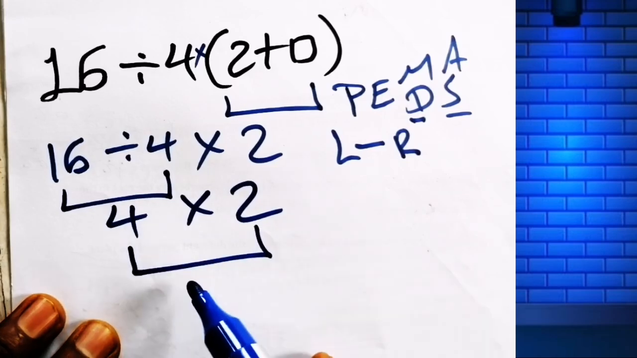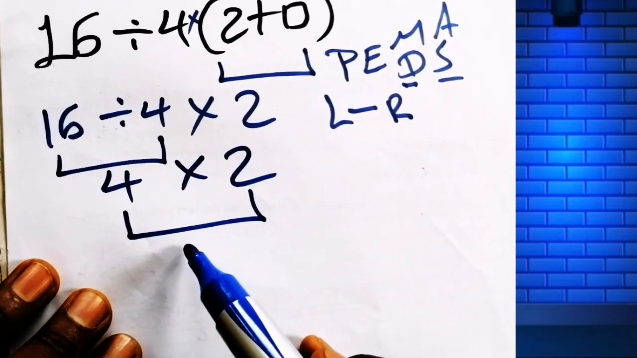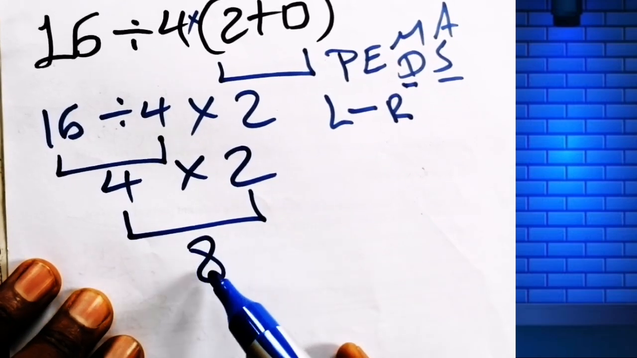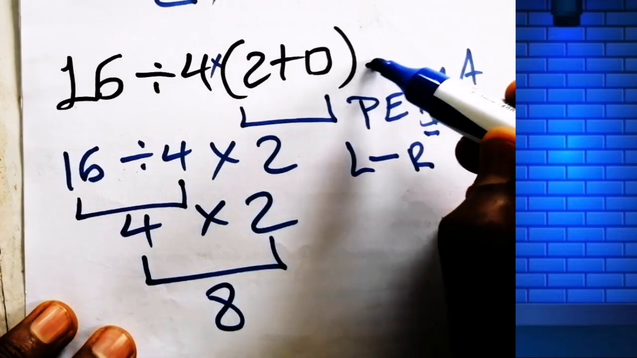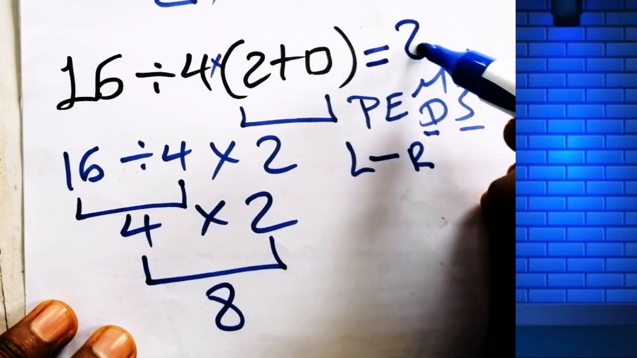Then 4 times 2 is just 8. Therefore, this is the correct answer of this problem. Okay, the correct answer of this problem is equal to 8.